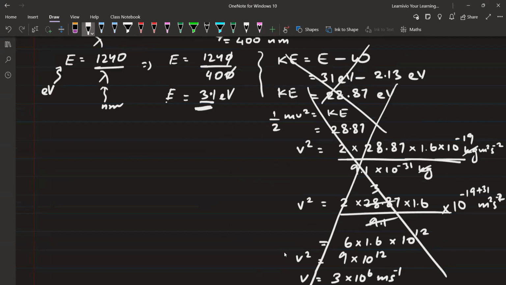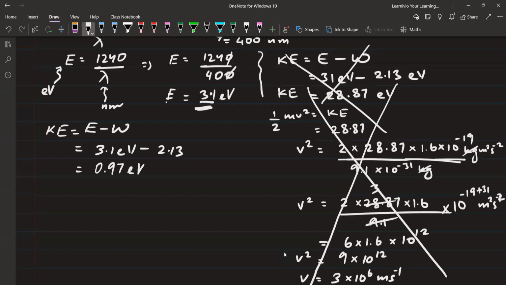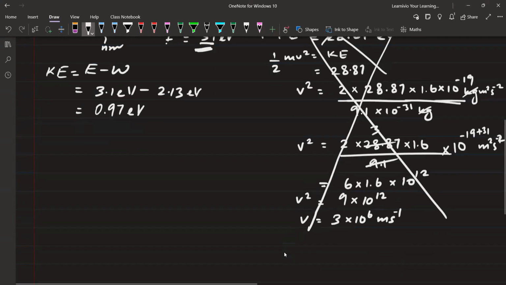वो जूल और एनर्जी छोड़ दीजिए. We have calculated this in electron volts ना. Electron volts will be 3.1 only. Energy minus the work function. That is why we should not do anything in a hurry. How much? 0.97 electron volts. If you subtract this, this will be this many electron volts. Now I need to calculate the V square. Half mv square is equal to 0.97 electron volts.